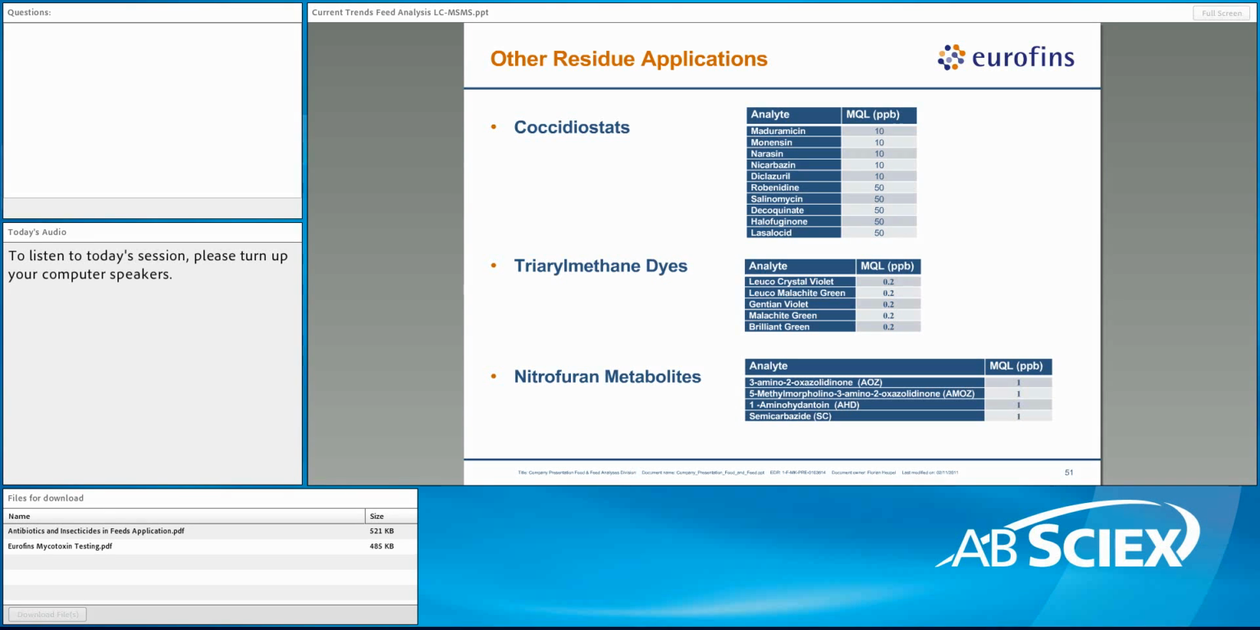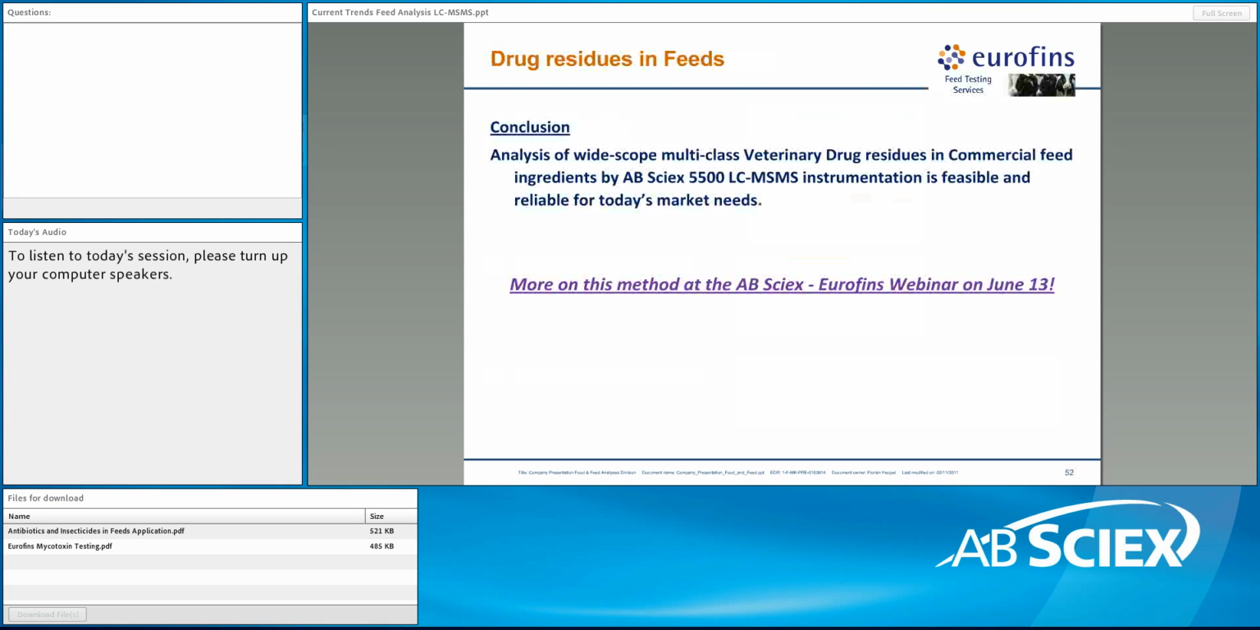And finally, another challenging class of analytes, the nitrofuran metabolites in a feed matrix, in a dry feed matrix particularly. The low MQLs are shown here. This was another very, very challenging application for us to master, but I'm proud to say that we have the ability to do that now in our laboratory, and we're doing these routinely.